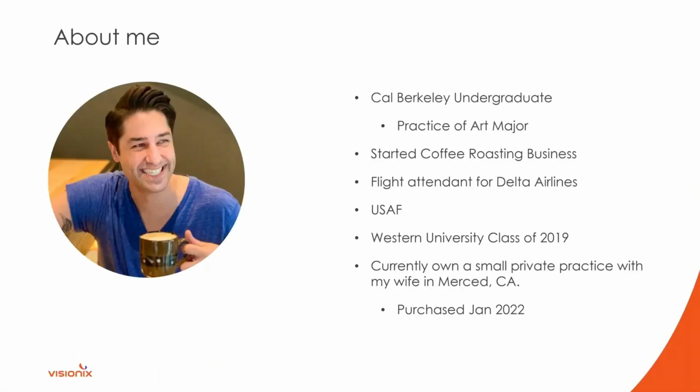A little bit about me. I went to Cal Berkeley for undergraduate, and my major was actually the practice of art. Before starting optometry school, I started my own coffee roasting business. I was a flight attendant for Delta Airlines. I joined the United States Air Force, then went to optometry school, and I was part of the 2019 graduating class at Western University. Right now, I'm the owner of a small private practice with my wife, located here in Merced, California, and we've owned it since January 2022.